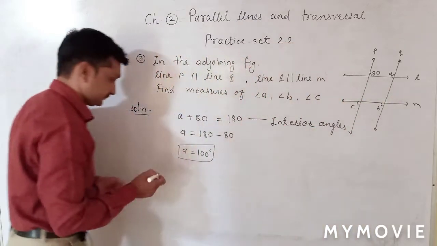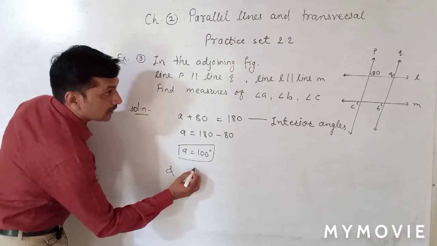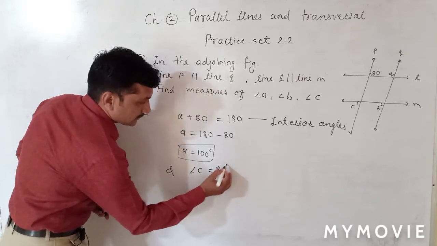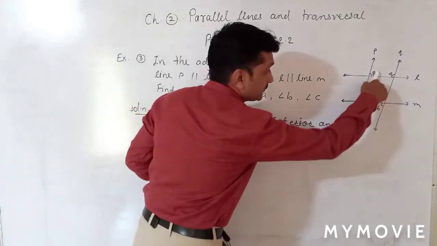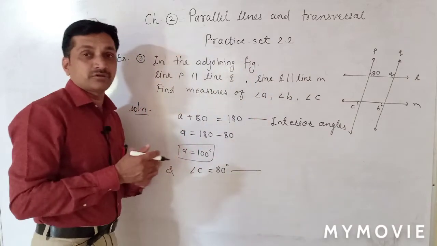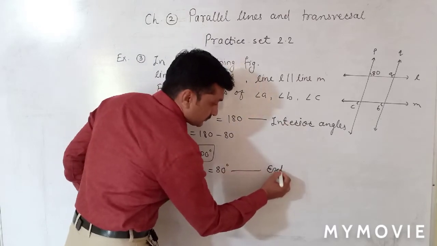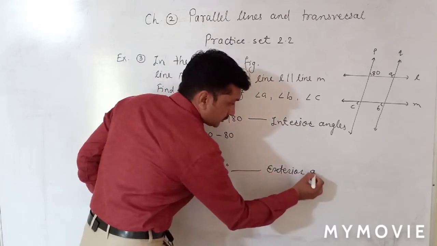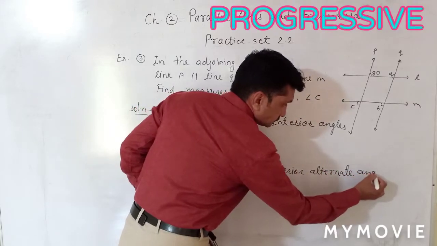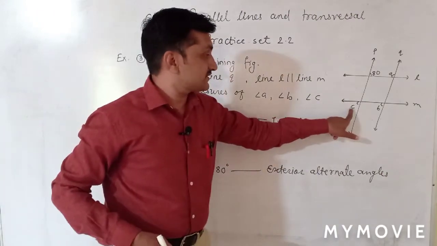Therefore, we can write here angle C is equal to 80 degrees. Angle C is 80. By which reason? The reason is that they are exterior alternate angles. Now we got C as 80.